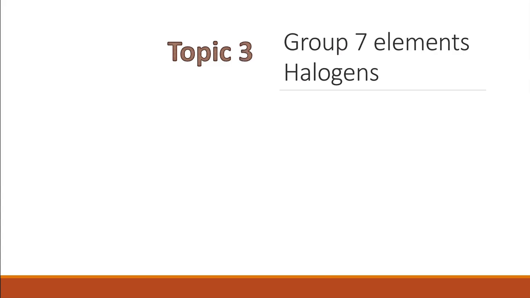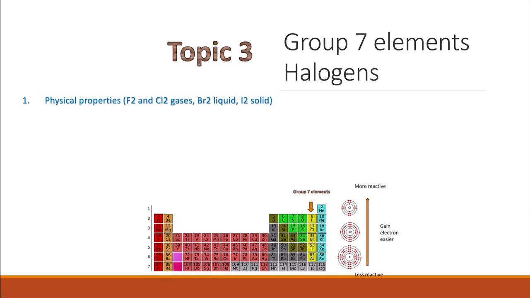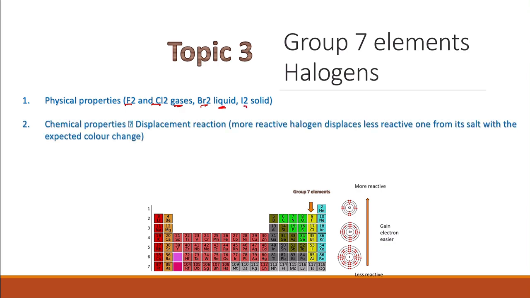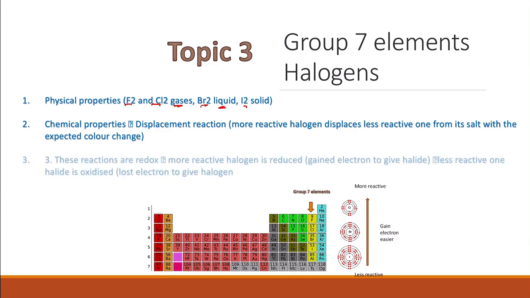Topic 3 is group 7 elements or halogens. Remember their physical properties: fluorine and chlorine are gases, bromine is a liquid, and iodine is a solid. The chemical property to remember is the displacement reaction, so a more reactive halogen displaces less reactive ones from their salts. You should be able to identify the expected color change in the reaction at the end.